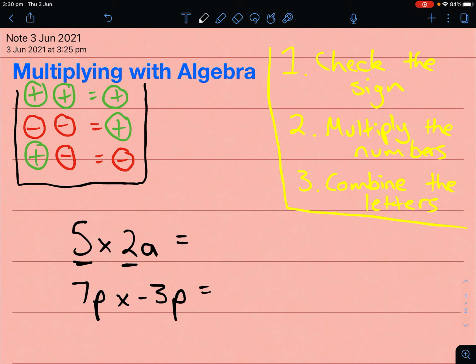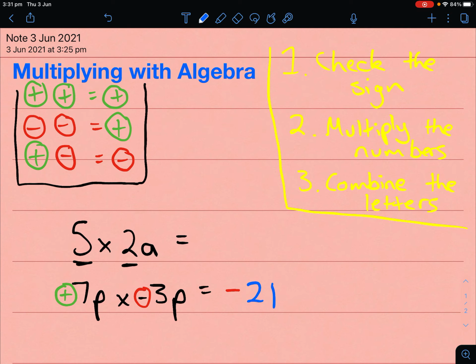So first of all, we're going to check the sign. Now in this example, we've got an invisible sign here, which is a positive. And for the 3, we can see that there's a negative sign there. So a positive and a negative makes a negative overall. Then we go ahead and multiply the numbers. So 7 times 3 is 21.